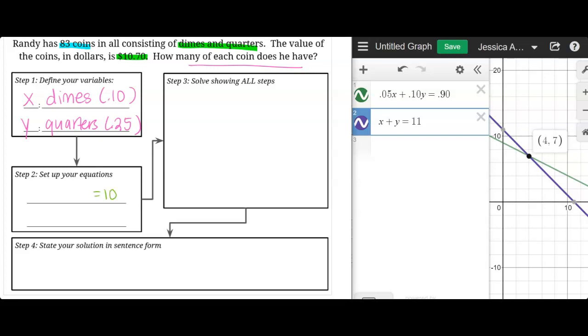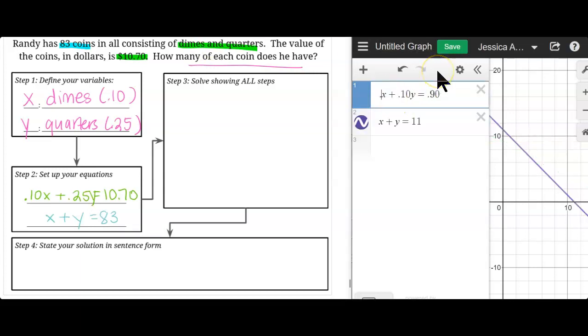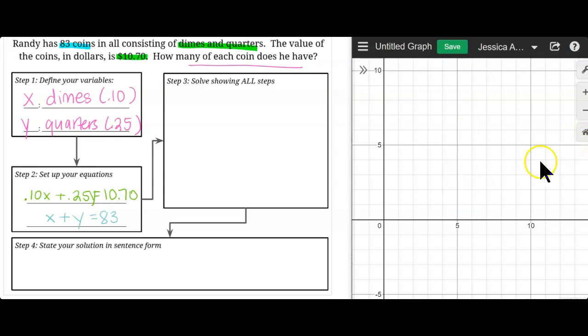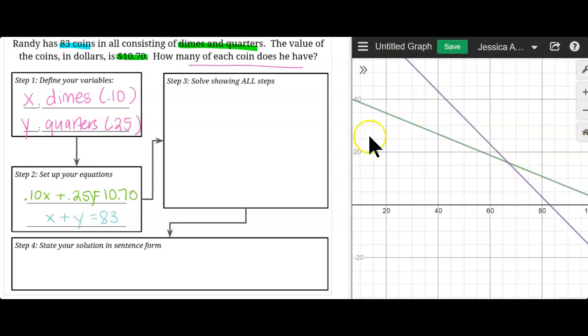So I know I have a total of $10.70 and a total of 83 coins. Again, I'm just counting coins, so that's X plus Y. And for my total amount of money, I need to have 0.10X plus 0.25Y. I can then plug that into Desmos. So 0.10X plus 0.25Y, and that's going to equal $10.70. And then X plus Y is equal to the total of 83 coins. Let me just read that out, and then I just need to zoom out so I can see my answer.